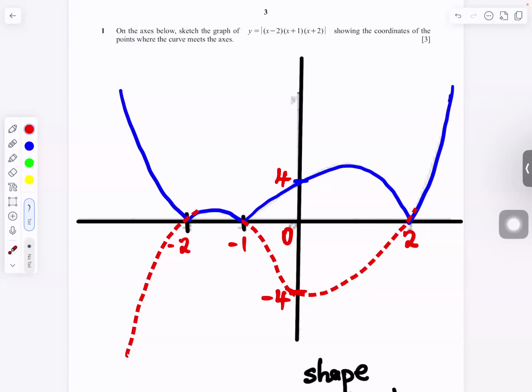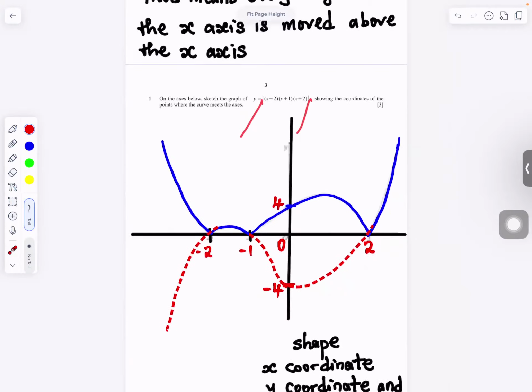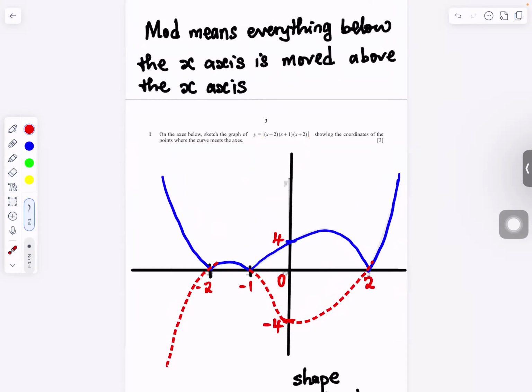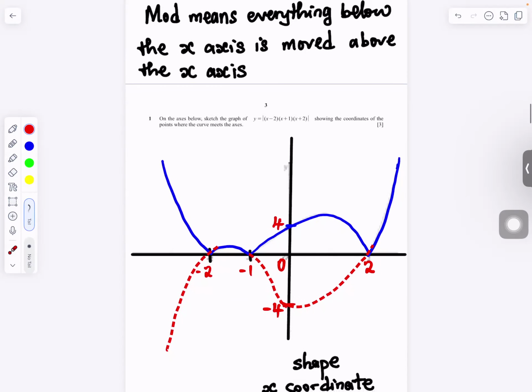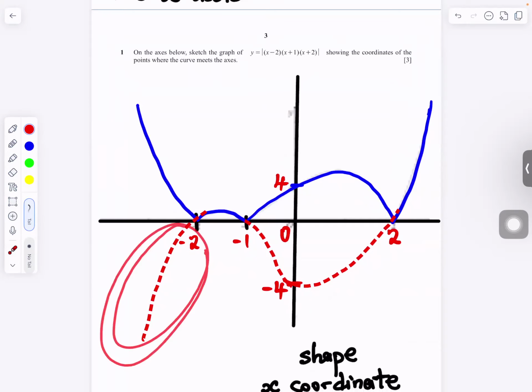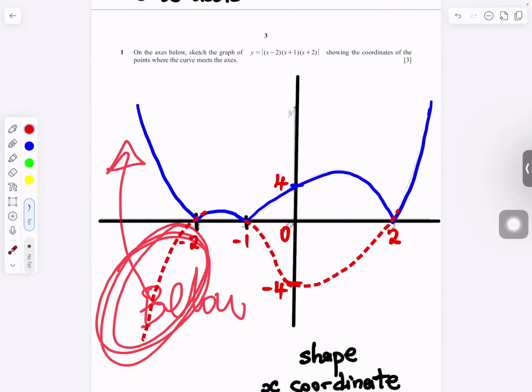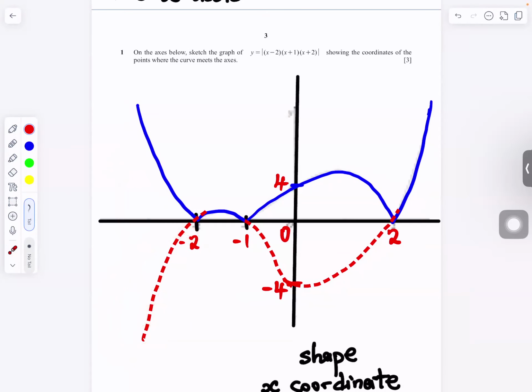So when you draw the graph now with the modulo sign, the two straight lines at the side, what do those modulo signs mean? The mod sign means everything below the x-axis is moved above the x-axis. I'll zoom in. We have this red line, shown dotted, that is below. We have to move it above the x-axis. Now this curve part here is below. We have to move it up. It was minus 4 below, we move it up to plus 4 above.